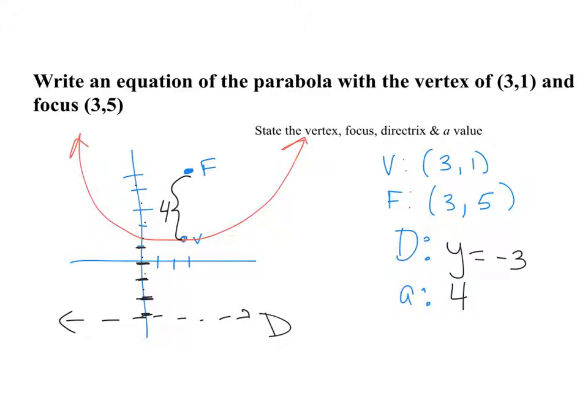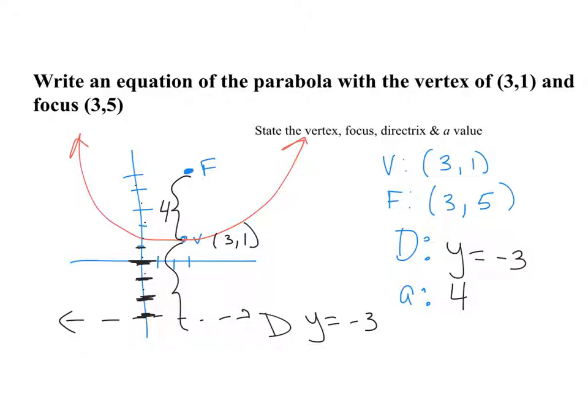Which makes sense because my vertex was at (3, 1). And to get 4 away, you need to go down below 4. So this will be my 1, then 2, 3, and 4. And that tells me where my directrix is. It's a y equals because it's a horizontal line.